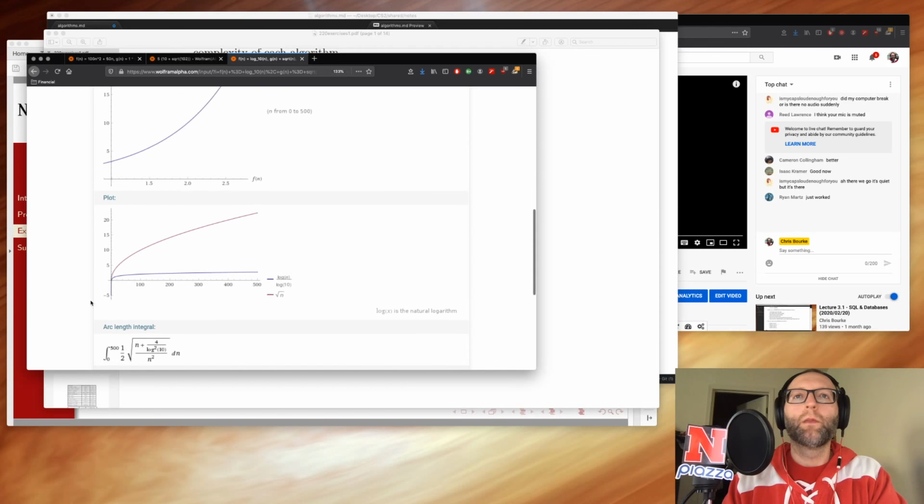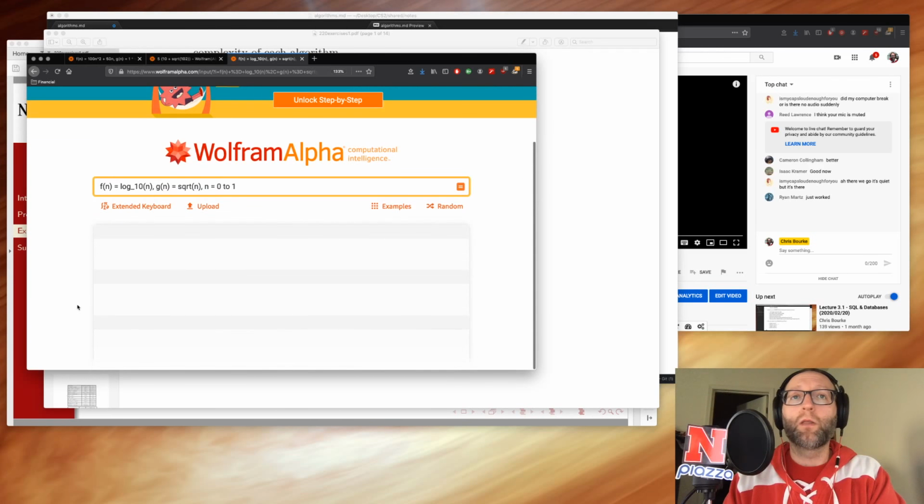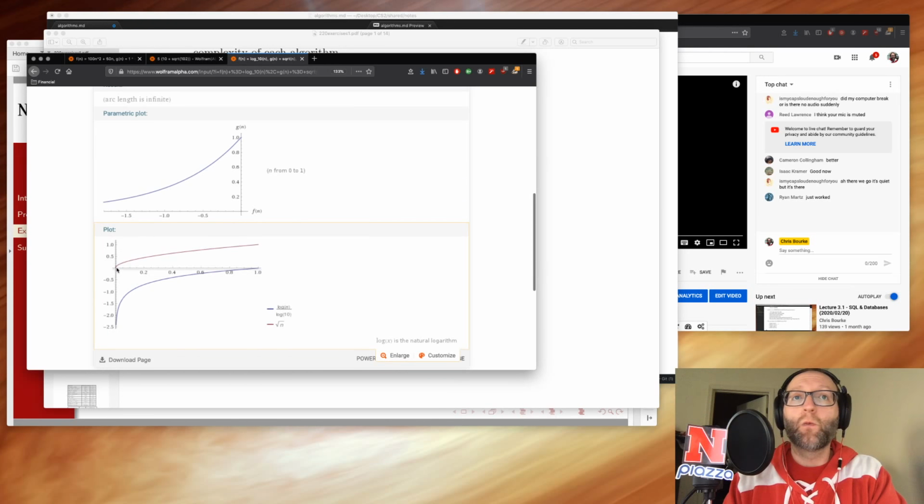All right, there we go. So there's the square root of n. After 0, it looks like that. If I want to zoom in here, let's go down to 1, say, and look at what that graph looks like from 0 to 1. Right? And square root of n is always going to be positive.